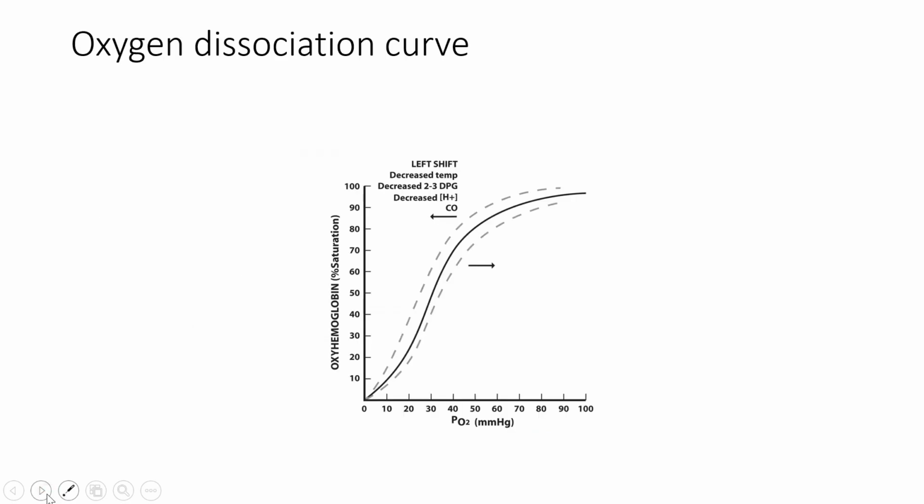Look at the oxygen dissociation curve. Here, as the partial pressure of oxygen increases, there is maximum saturation of oxygen and formation of oxyhemoglobin occurs. So this sigmoid curve or an S-shaped curve will have a left shift if the following factors occur. That is a decreased temperature, decreased 2,3-diphosphoglyceric acid, decreased hydrogen ion concentration. When all these factors increase, then the curve will shift to the right.